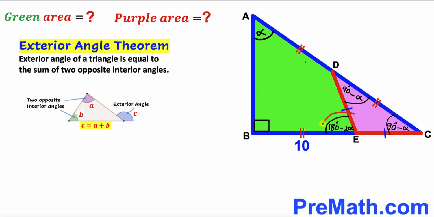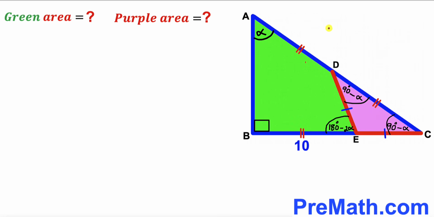So therefore this is going to be our exterior angle. And that's going to be equal to the sum of these two opposite interior angles, 90 minus alpha and 90 minus alpha. So therefore our exterior angle turns out to be 180 degrees minus 2 alpha. And now our task is to find the value of our angle alpha before we could calculate the area of the green and the purple shaded areas. And now in this next step, I am going to connect this point B and this vertex D, as you can see in this next step.